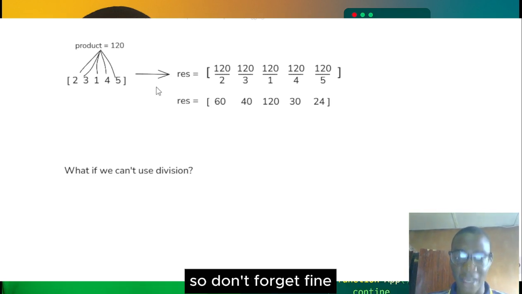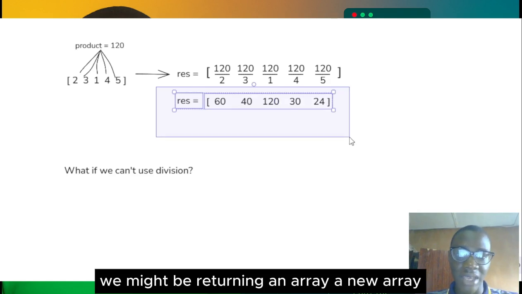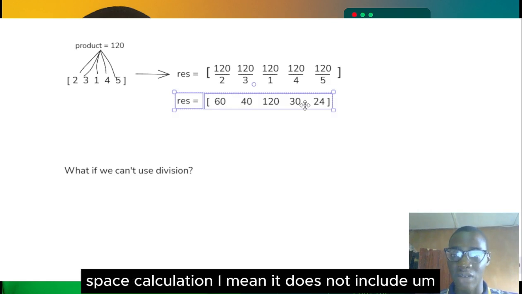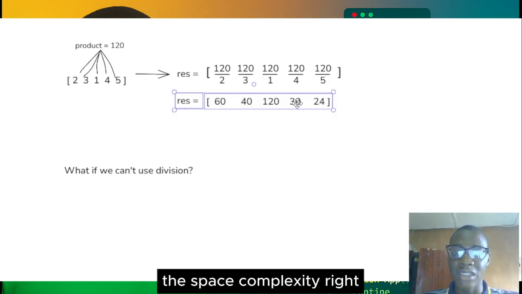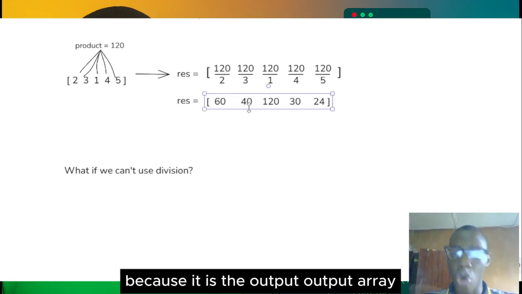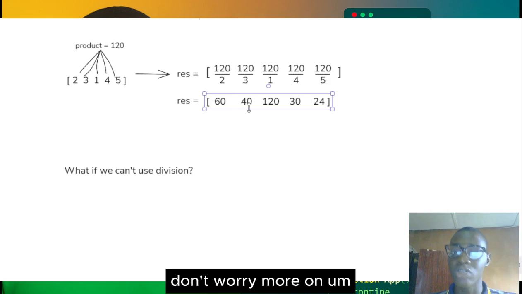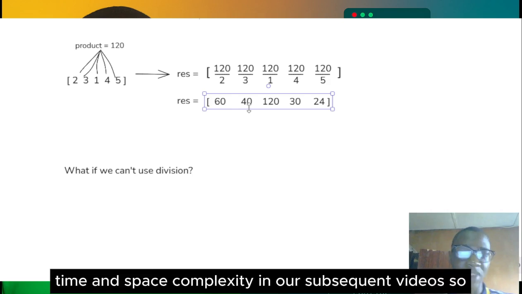So don't forget, fine, we might be returning an array, a new array, but we are not going to be including this among the space calculation. I mean it does not include the space complexity, right? This particular res that you are seeing here is the output array, so we are not going to be adding it to the space whenever we are calculating space. Don't worry, more on time and space complexity in our subsequent videos.